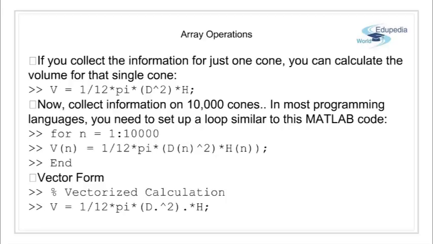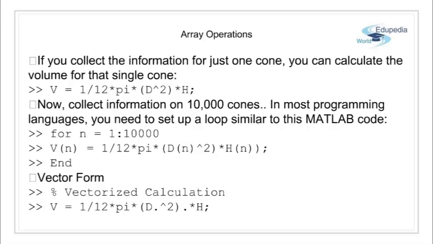Array operations are the best example of vectorization in MATLAB. For repetitive operations on each of the elements in an array, array operations are used. For example, say you have information of diameter and height for one cone. You can easily calculate the volume using the formula V equals 1/12 pi d squared times h.